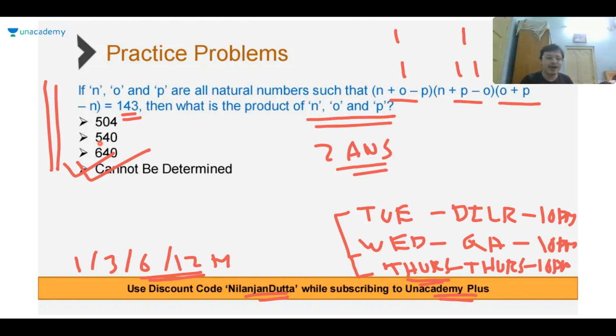You need not even try solving this question. The moment you saw 143 can be represented in two different product forms, you should have marked the answer as option D. No need to calculate the actual values of n, o, and p and waste your time. So the answer to this question is option D, cannot be determined.